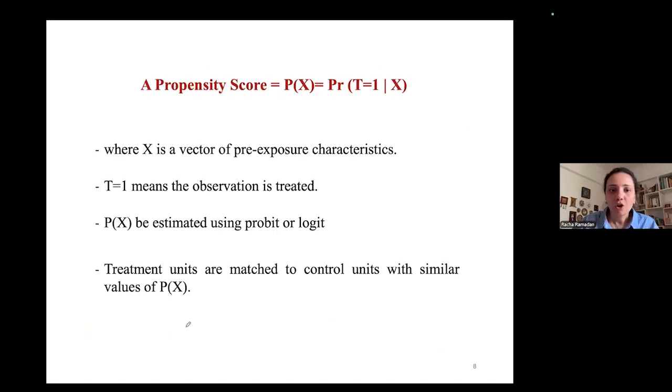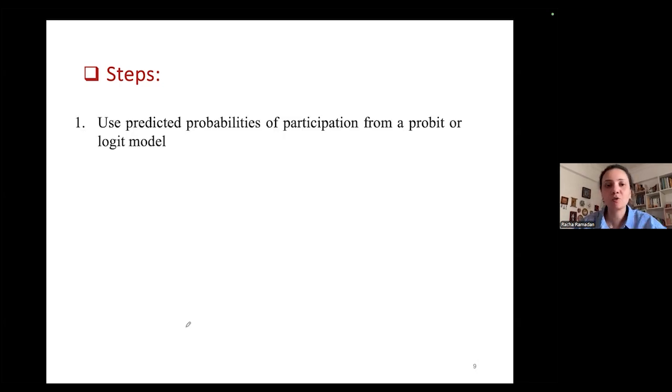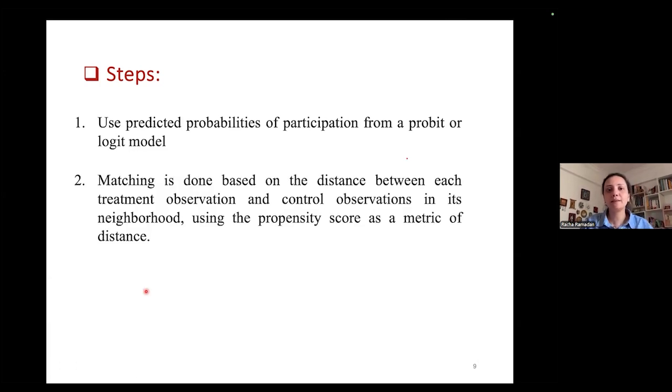Okay. So what are the steps? What should we do? And of course, STATA will be doing all the steps when we just write one line, but we need to understand what these different steps are and what is the idea behind. So the first step, as I said, we need to estimate a probit or logit model where we will estimate the probability of being part of or selected into this program. So this is the first step: to select the characteristics and estimate the probability of being selected into the program.